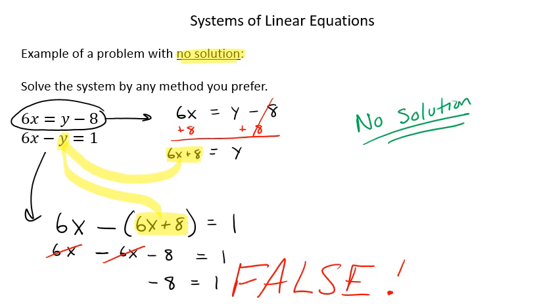So when you hit a situation where all the variables cancel off, the x's cancel, the y's cancel, and you're left with an equation that is just not true, -8 equals 1, that's no solution. That system has no solution.